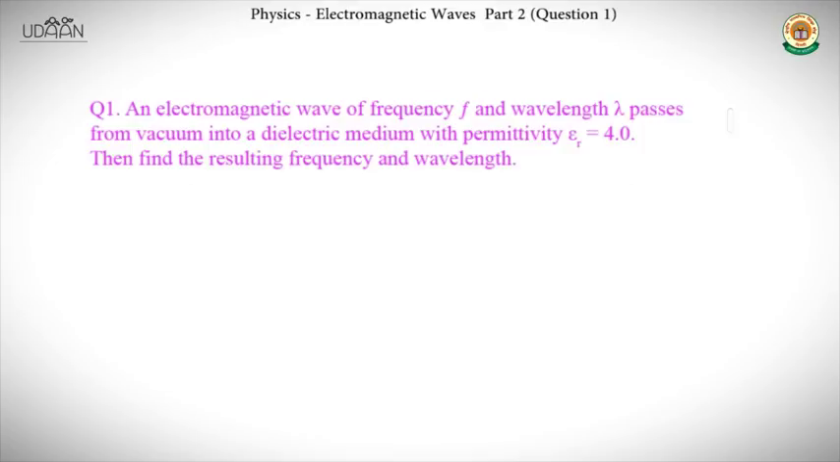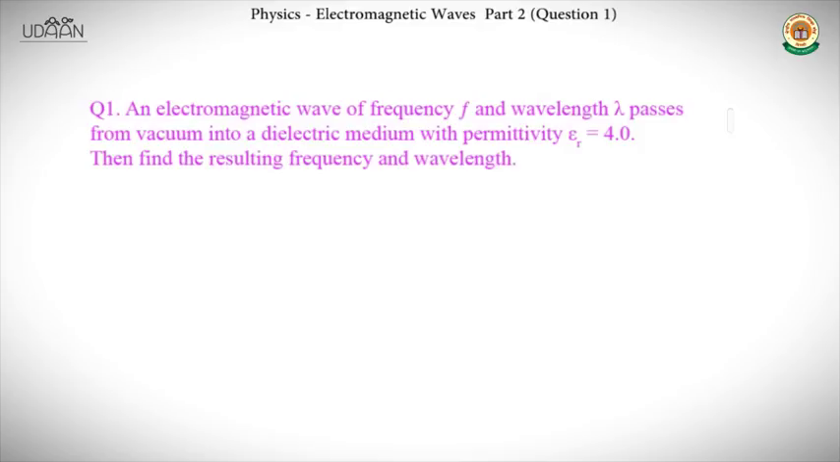So guys, we have a set of solved problems for you. The first question is: an electromagnetic wave of frequency f and wavelength lambda passes from vacuum into a dielectric medium with permittivity epsilon r equals 4.0. This is the relative permittivity, guys. Then find the resulting frequency and wavelength.